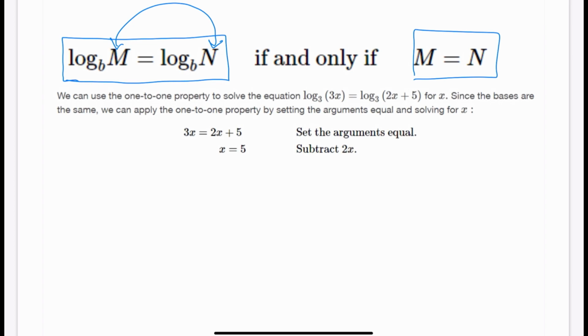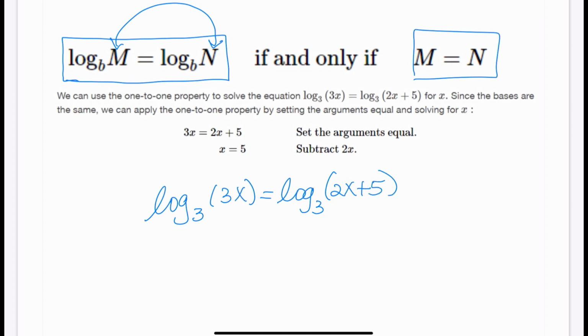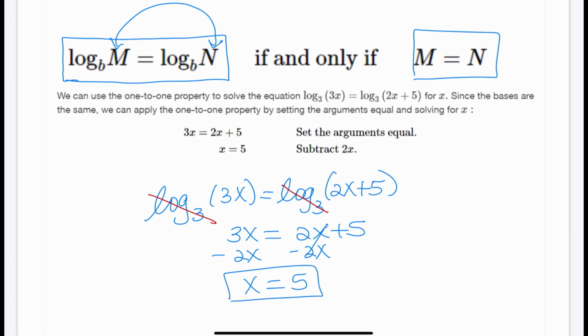So we can use this one-to-one property to solve equations like the log base 3 of 3x is equal to the log base 3 of 2x plus 5. Because it is an equation, and on both sides of the equal sign I see log base 3, I can go ahead and cancel those out. And that leaves me with 3x has to be 2x plus 5. And now I just solve it algebraically as normal. 3x minus 2x is x, which is equal to 5. And so that's going to be my answer.